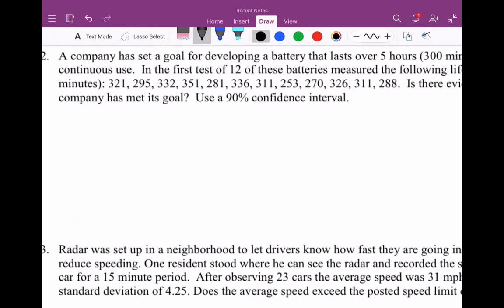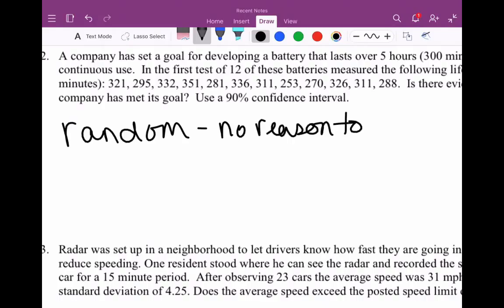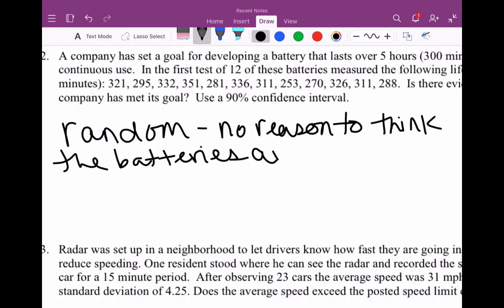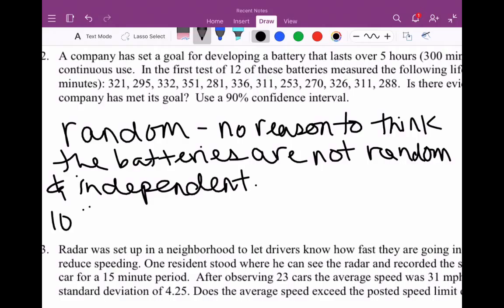The first thing that we have to do here is check our assumptions and conditions. So the first one is random. There's no reason to think the batteries are not random and independent. Then we have the 10% condition, and the company makes enough batteries that 12 is going to be less than 10% of all batteries made.